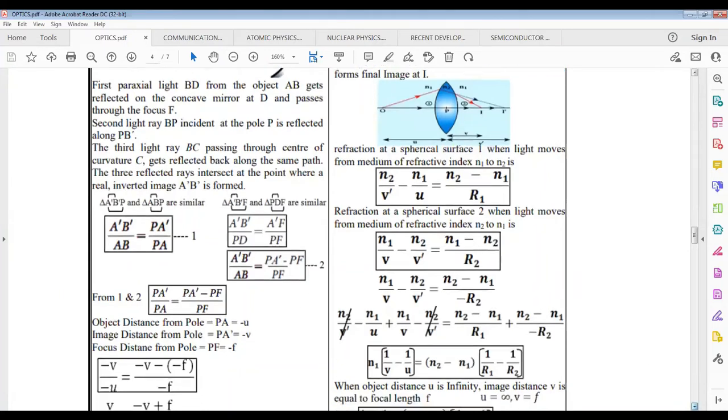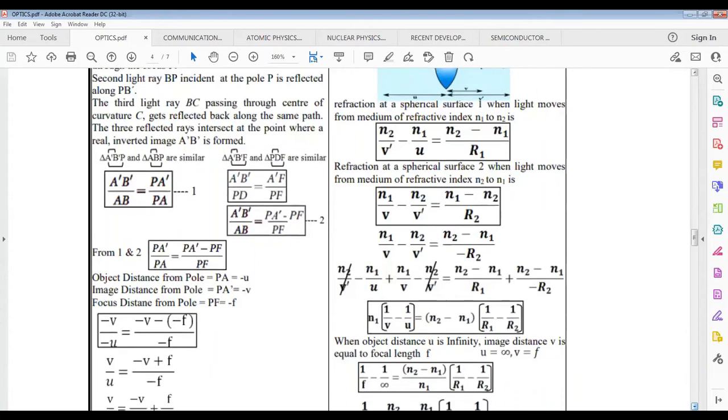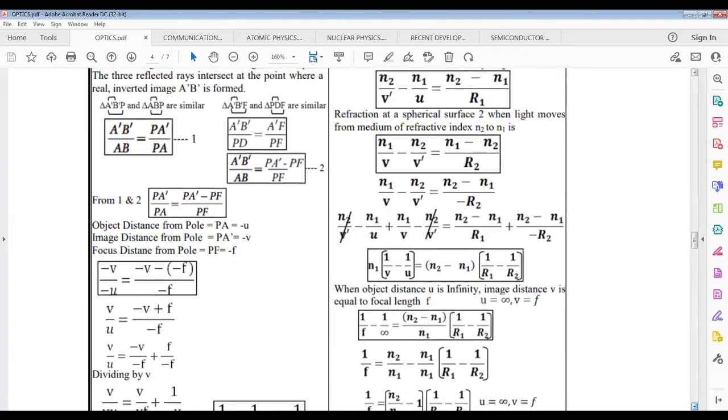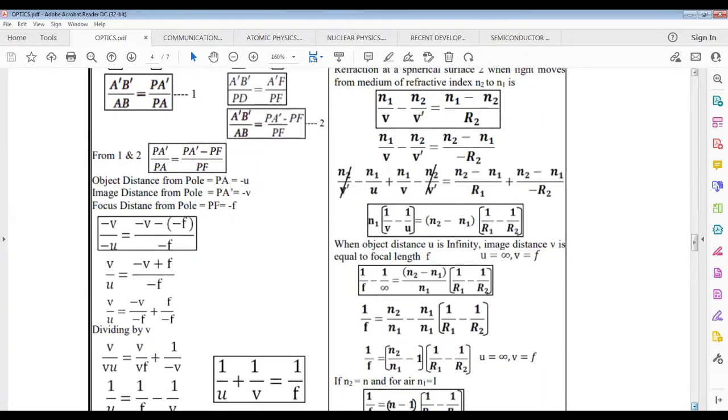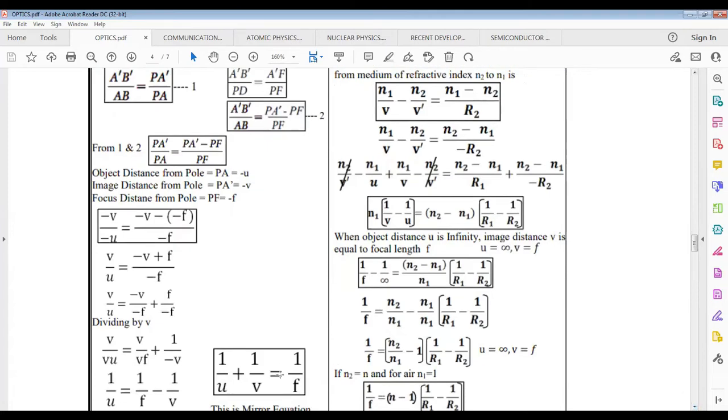So substituting all the values, after simplification, you will be getting an expression like this: 1 by F is equal to 1 by U plus 1 by V. This is a 5-mark question, not a 3-mark question. Very, very important 5-mark question.